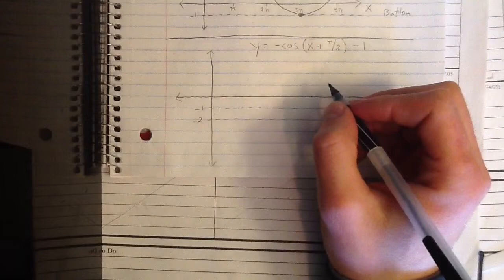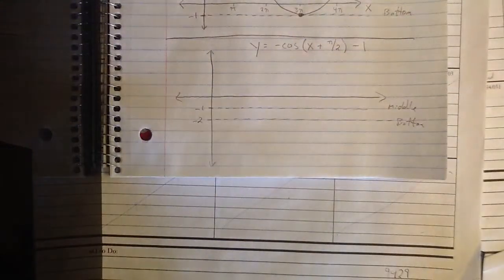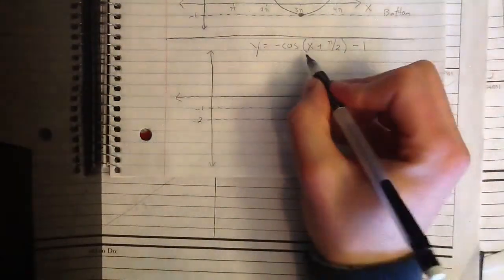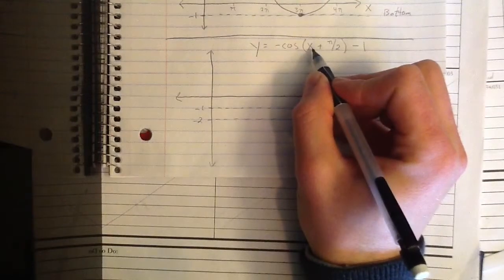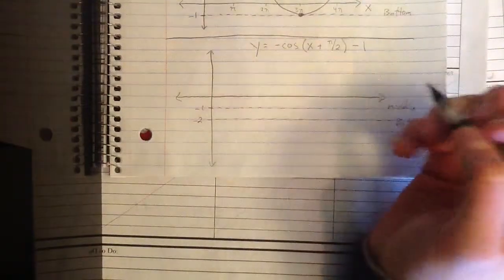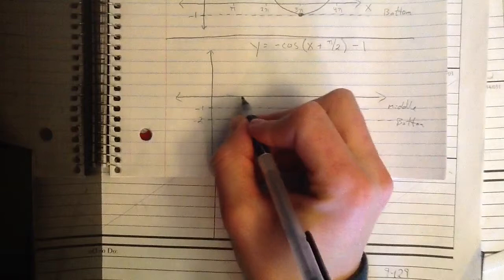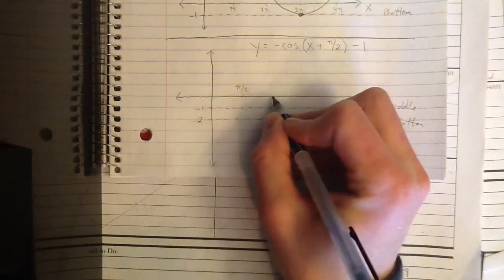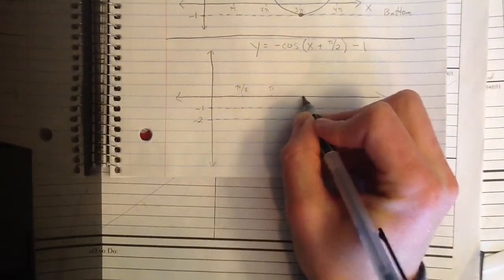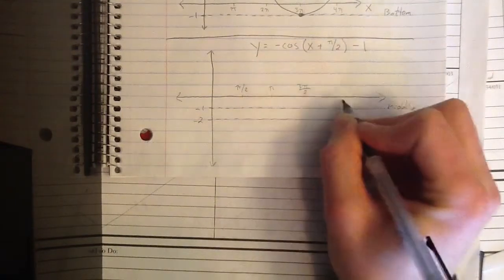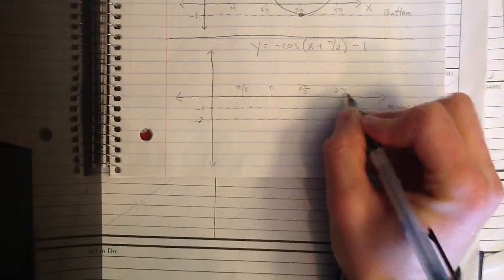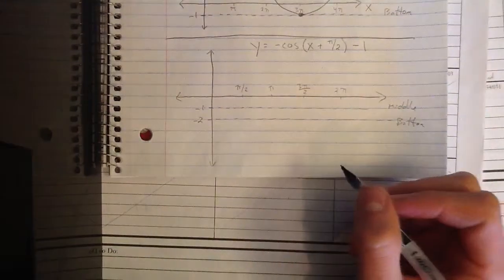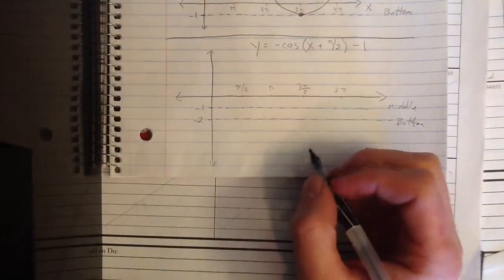And now I need to worry about whether or not the period has changed. There's no number multiplied times the x, right? So that means that the period is still the same as what it was before. That means it's going to be, and I'll write it above here so it's easier to see, pi over 2, pi, 3 pi over 2, and 2 pi. The period is the same as the original.